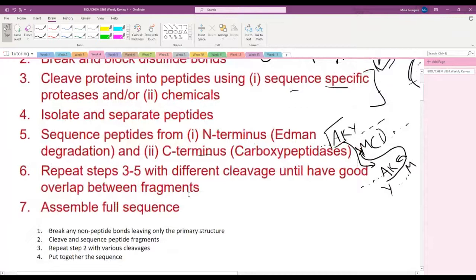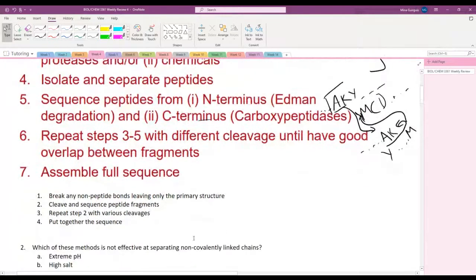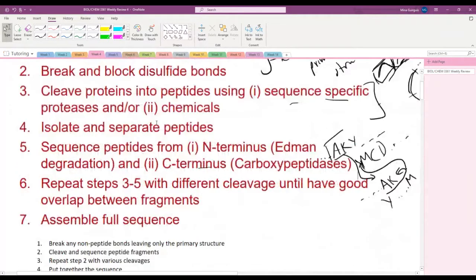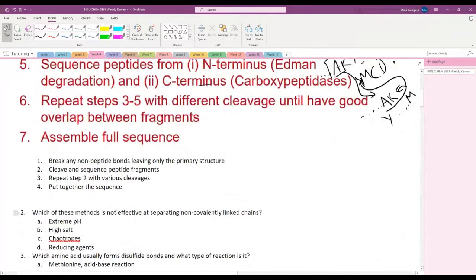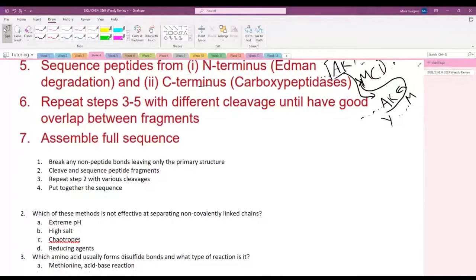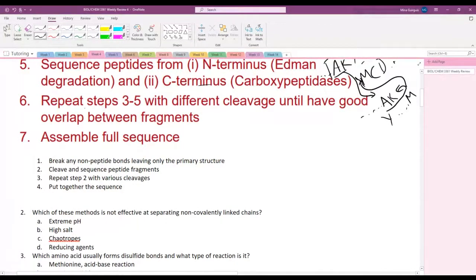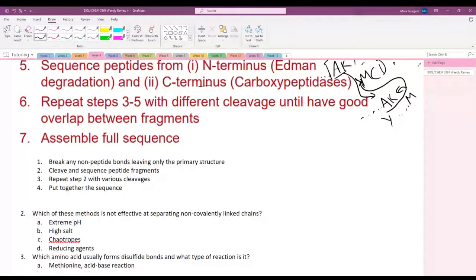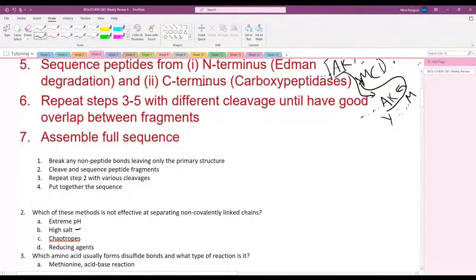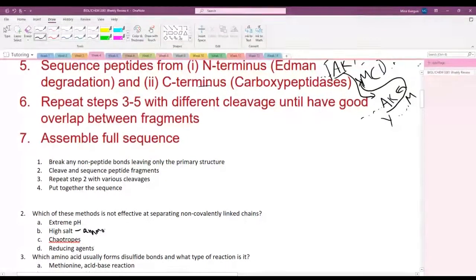Okay. So now let's talk a little bit more in depth about some of these steps. Step one, like we said, is separate the non-covalent linked chains. Which of these methods is not effective at separating non-covalent linked chains? You have extreme pH, high salt, chaotropes, and to be honest, I'm not 100% certain that's how you pronounce it, and reducing agents. When I say high salt, I want to emphasize this isn't just any salt. This is using specific salts, something like the one your professors will have given as an example, ammonium sulfate. Ammonium sulfate is a great example.